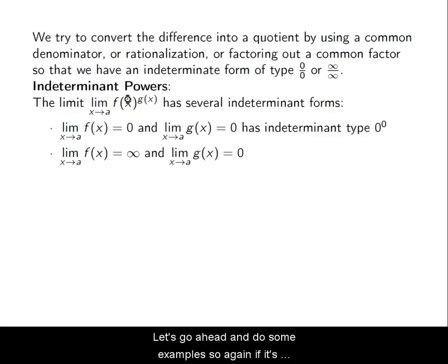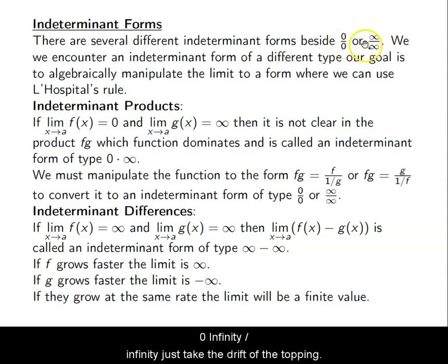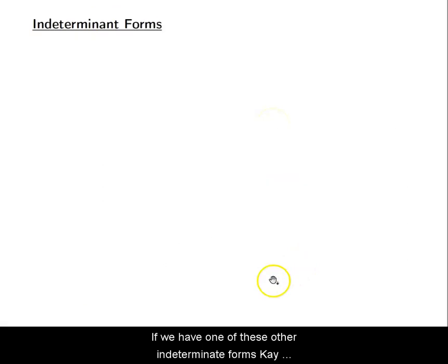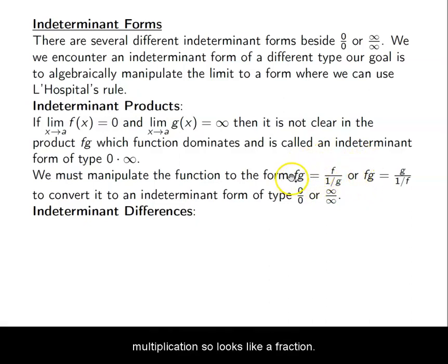So again, if it's already an indeterminate form of 0 over 0 or infinity over infinity, just take the derivative of the top and bottom. If we have one of these other indeterminate forms, products for instance, these are rather easy. You just manipulate this multiplication so it looks like a fraction.